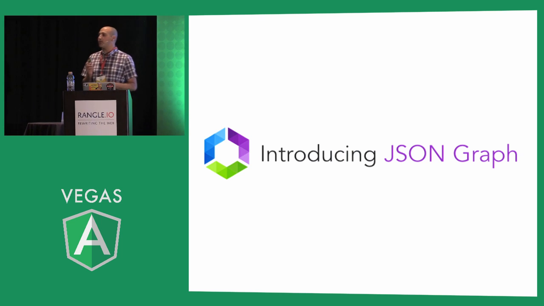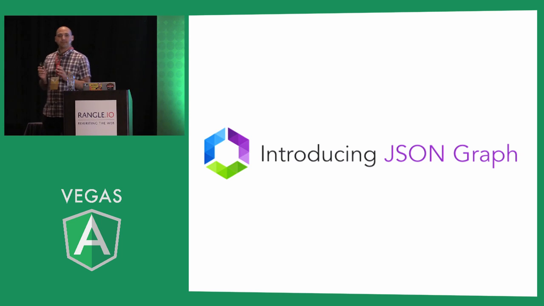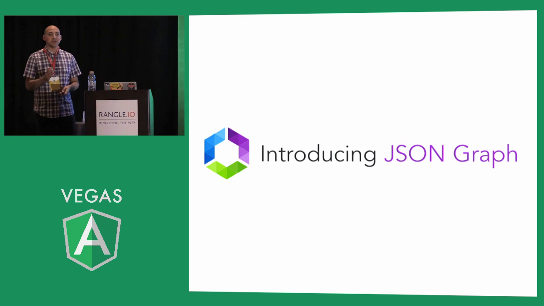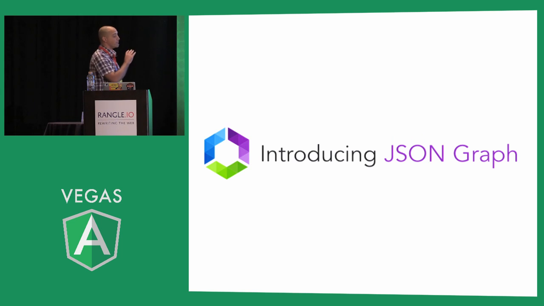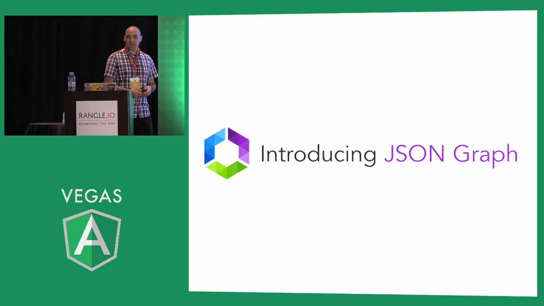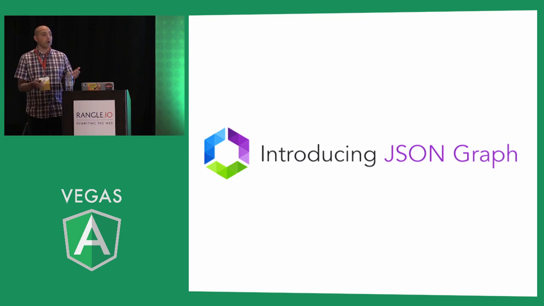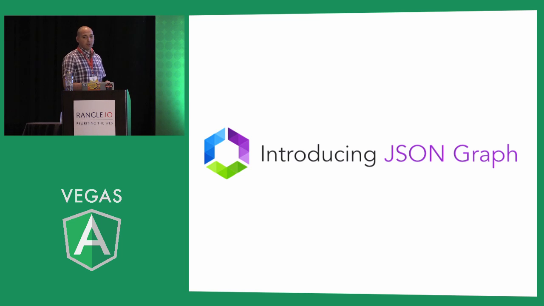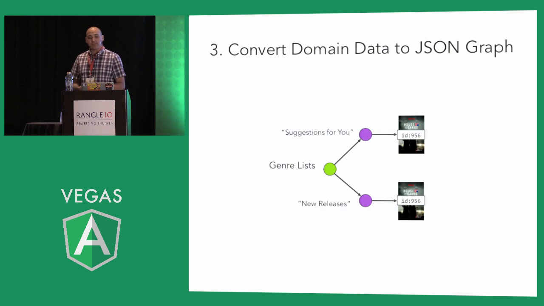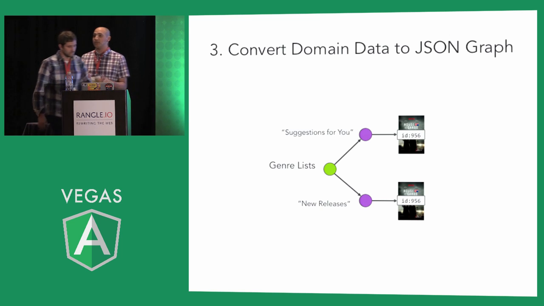To do that, Falcor introduces JSON Graph. JSON Graph is really just a convention for modeling graphs in JSON objects. It's actually just a regular JSON object. It's just a convention we use. So every JSON Graph object can be stringified and parsed by existing JSON tools. So let's see how that works, and we'll go to step 3, and we're going to convert the domain model that we've written so far in JSON to a graph.